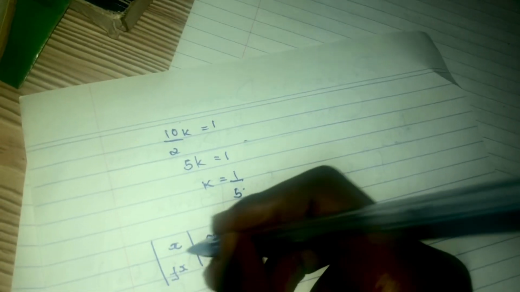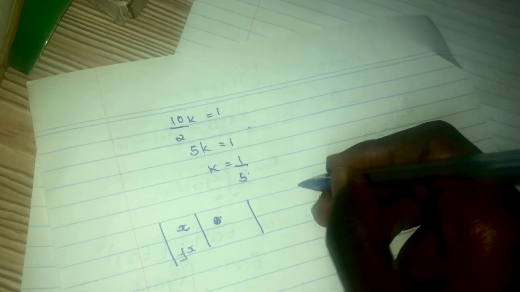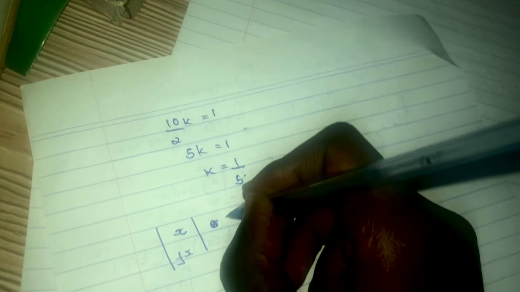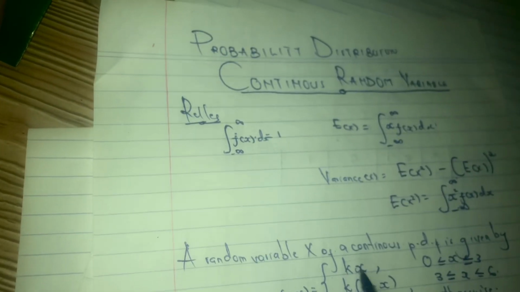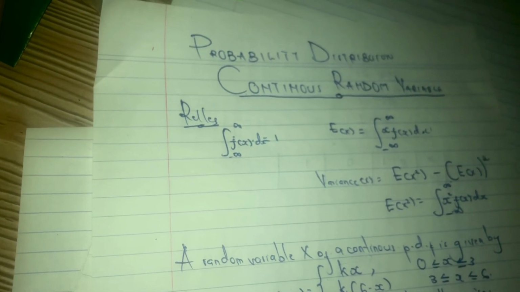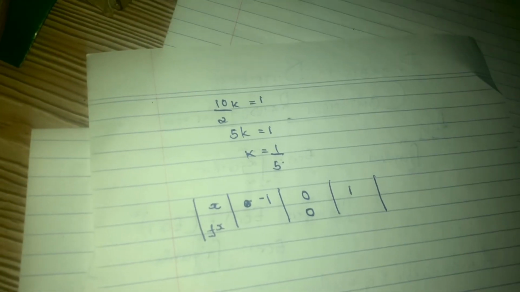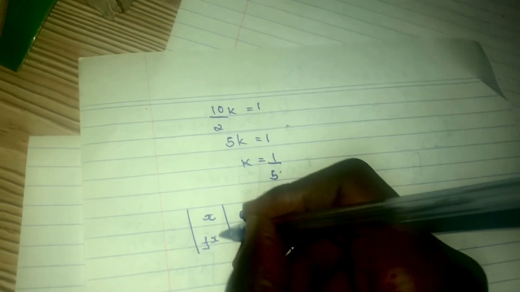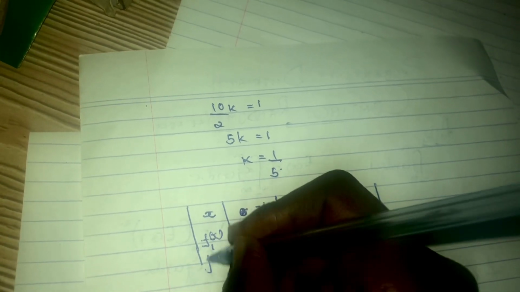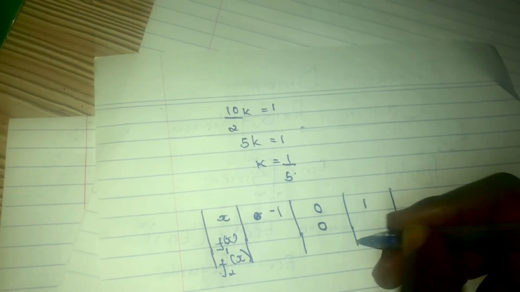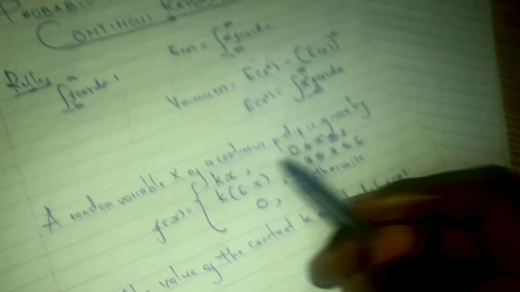Let's put it this way to make it simpler. This is 0, this is -1, this is 1. When x equals 0 for the first one, f of x is 0. Are we together? For the first f of x1, and this is f of x2. What of the second f of x? When we put in 0, we shall remain with 6k. Are we together? We shall remain with 6k.